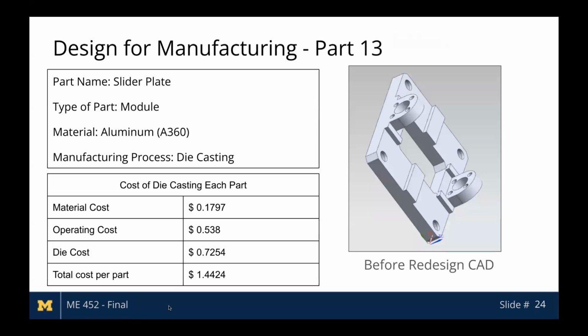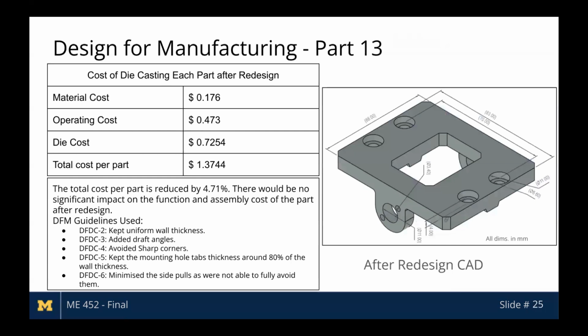For design for manufacturing, we redesigned the slider plate using the die casting method. The total cost per part before redesigning was $1.44. The cost per part after redesigning was $1.37. The total cost per part was reduced by 4.71%, and there is no significant impact on the function and assembly cost per part. The DfM guidelines that were used are DFDC 2, 3, 4, 5, and 6.